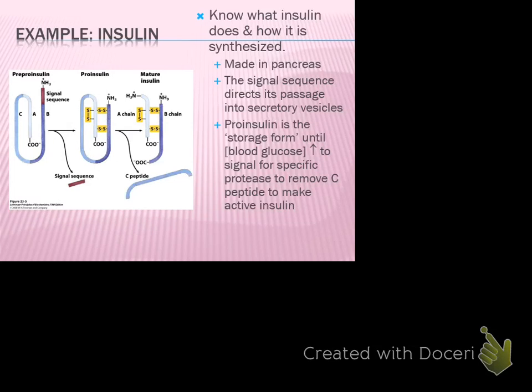It's the signal sequence that actually lets it know that it should be packaged into the secretory vesicles. And then, like I said, we go into much greater detail later on. The proinsulin is the way it's stored until the glucose level in the blood gets up, and we'll talk about the glucose receptor that's involved here. And then a specific protease comes in and cleaves off the C-peptide to make the active insulin. But we'll talk about its regulatory pathway later on.